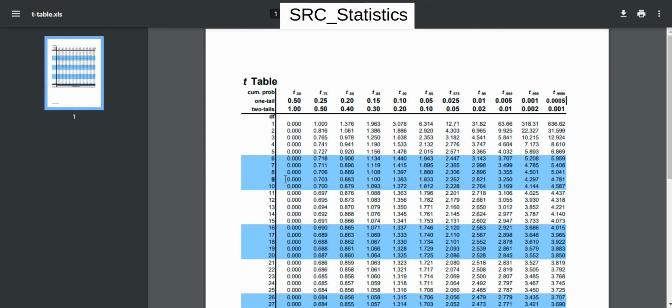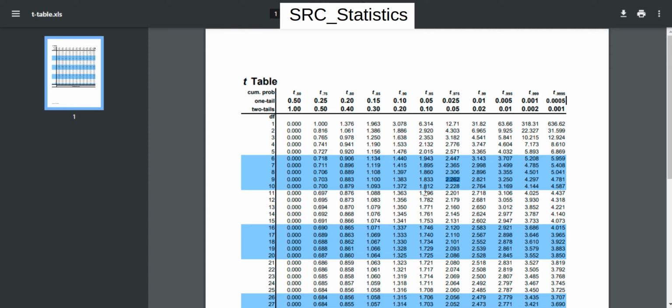So we select the row for 9 degrees of freedom and select the column for alpha equal to 0.05. The intersecting cell is 2.262. So this was our critical value of t for alpha equal to 0.05 and 9 degrees of freedom, the two tail critical value of t.